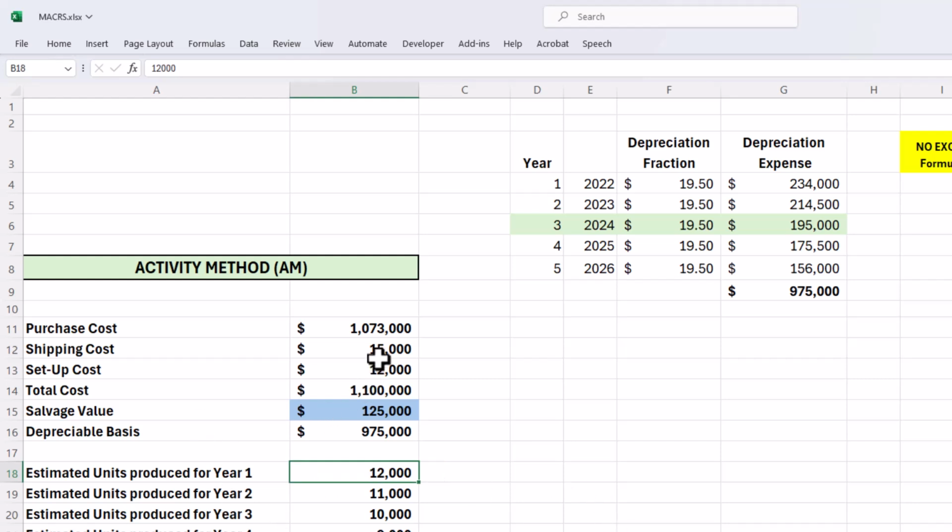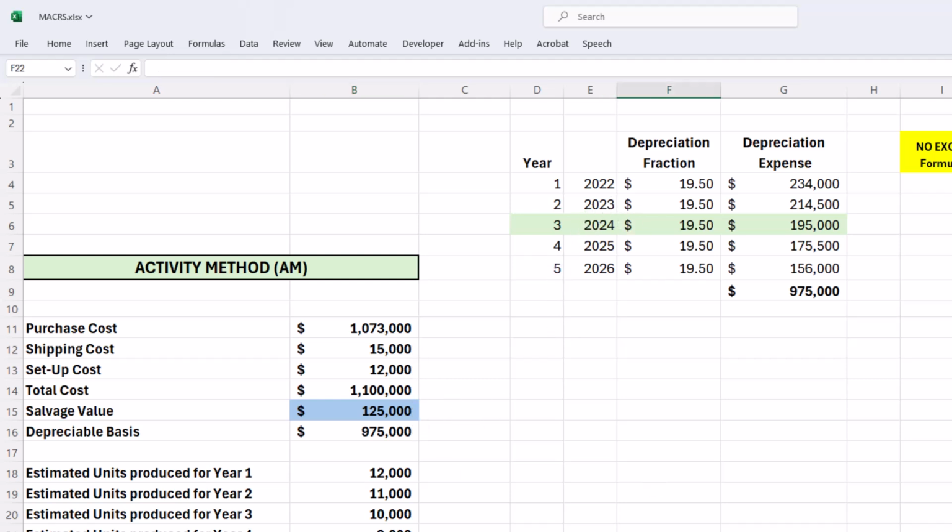So if you notice here, you still have the total cost here. You have the salvage value. But then you estimate how much this equipment would be used in the first year, second year, third year. And in this case, you say, well, I think it's going to produce 12,000 units, small tools. And then the second year, maybe 11,000. Third year, maybe 10,000. So you make some estimates here. And then you say, over the 5 years, I think I'm going to be able to produce 50,000 units.